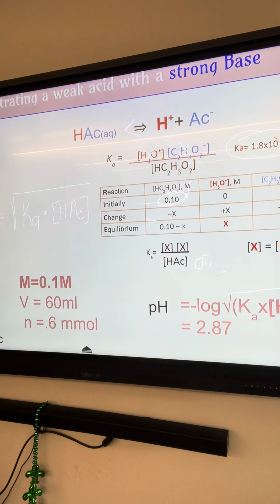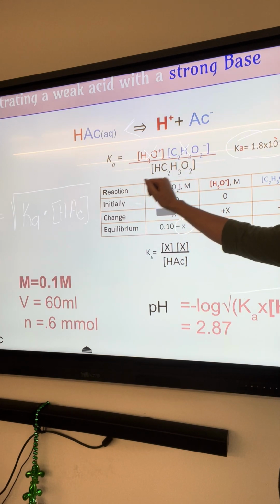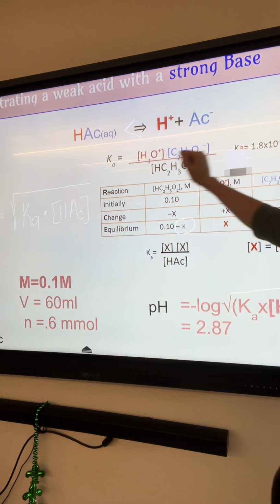Get your calculator out. I need to make sure you can use your calculator and do this. So you're always going to do Ka times the initial concentration, for weak acids, this year. Eventually you may find that this X is actually important in some cases when it doesn't dissociate as much, right?